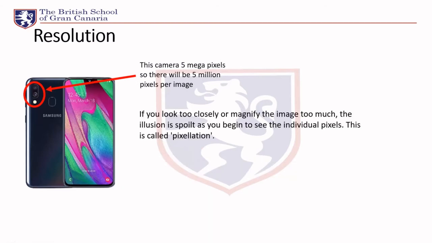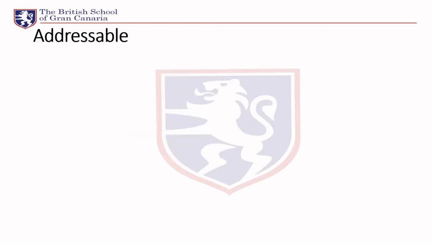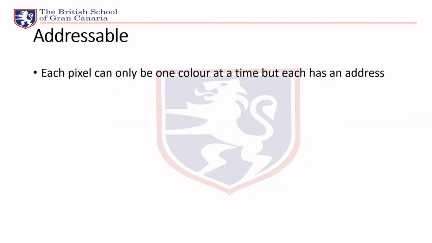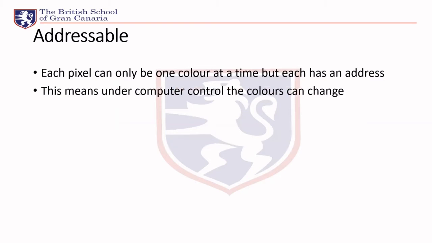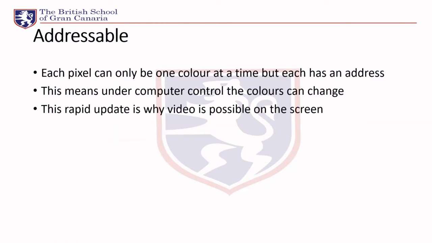Okay, so if you look too closely or magnify the image too much, as I said, then you will see the illusion is simply, well, it's spoilt for you, because you're going to see all these squares and it takes away the magic, and that is known as pixelation. So when you can see the pixels quite clearly, it's known as pixelation. Now, each pixel can be addressed by one colour at a time. So each pixel has its address. So this means under the computer control, the colours can change. And a rapid update is why video is possible on the screen, okay?